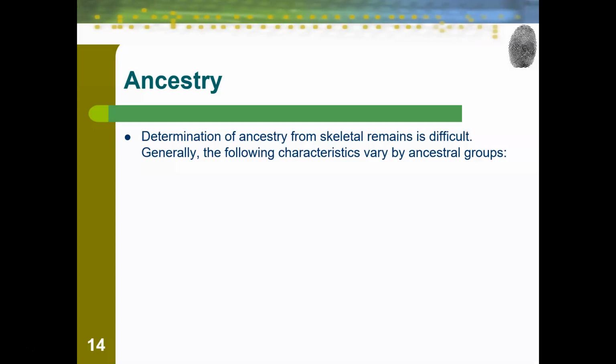Something else we can determine about an individual is their ancestry. So determining ancestry of skeletal remains is probably the most difficult one we're going to talk about today. This is for a variety of reasons. Different ancestral or racial groups do have many physical similarities in common that are seen on skeletons. Also, not every person has the characteristics associated with their ancestral group. So this is probably the most difficult.